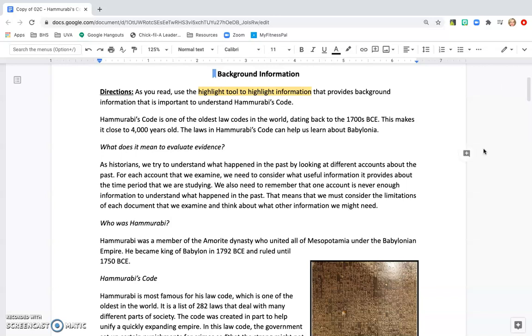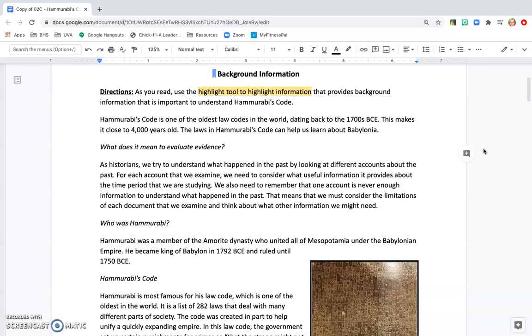In this video, I'm going to read through the background information. Make sure that as you read, you use the highlight tool to highlight information that is important to understand Hammurabi's code. This could be things like, what does it in Hammurabi's code tell us? Who was Hammurabi? Now I'm going to read through. Make sure you're using the highlight tool.